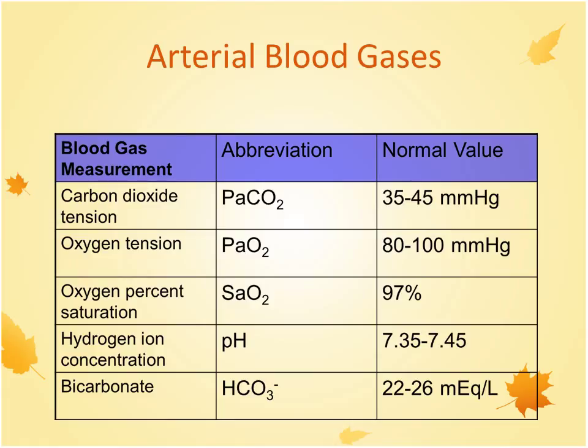Arterial blood gases are obtained by an arterial puncture. Depending on the facility, it might be done by respiratory therapy, it might be done by certain personnel in the laboratory, and sometimes it's done by the LPN or RN who has received special training. So you just need to know what is appropriate in your facility.